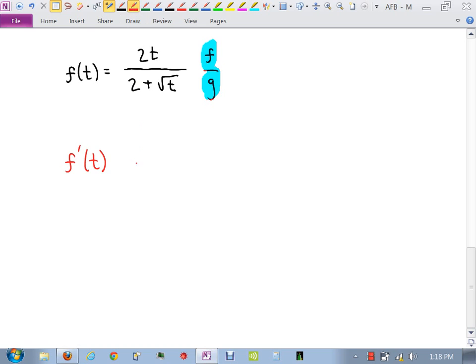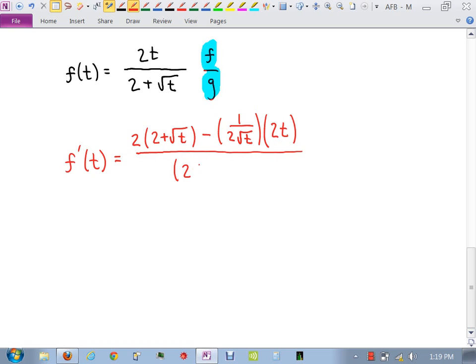So what's the derivative of the top? 2 times 2 plus root t. So that's your f prime g, minus now your g prime. What's the derivative of the bottom? Okay, good. So the 2 on the bottom is a constant. Derivative of that's 0, so you don't have to look at it. The derivative of the square root of t is 1 over 2 root t. So that's your g prime times f, all over your g, which is the denominator, squared.